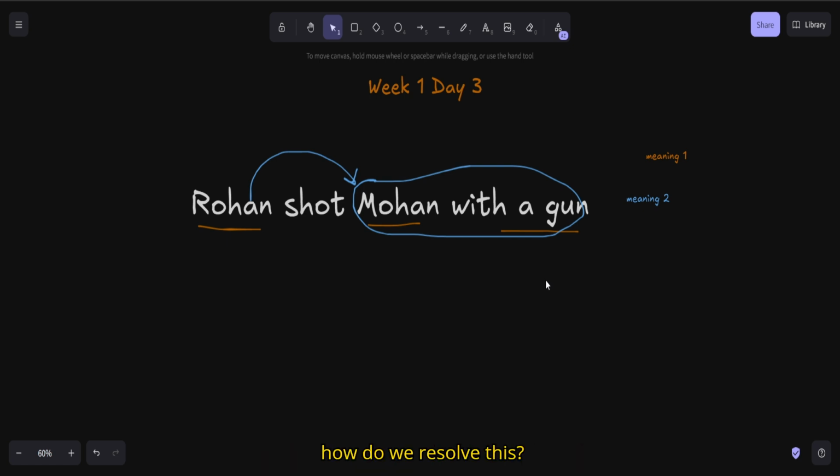So how do we resolve this? This kind of problem we cannot solve with a single attention, right? Single self-attention cannot solve it because one attention will give you one context. It cannot give you two different contexts. One time it can give meaning one, one time it can give meaning two, but it can't give both of them. So this kind of problem can be solved by multi-head attention.